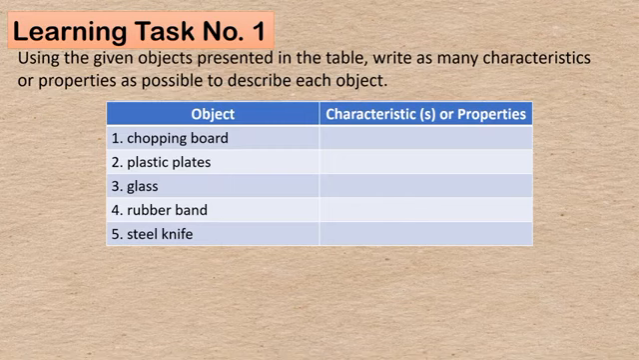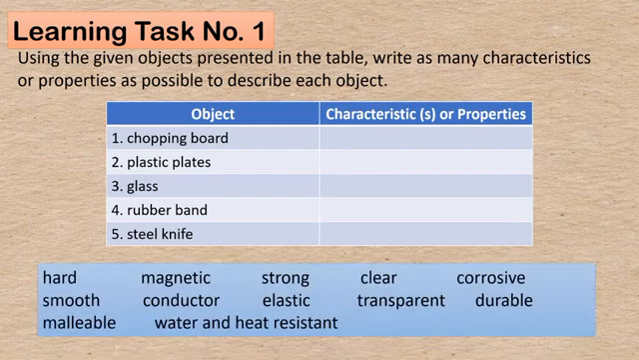Learning task number 1. Using the given objects presented in the table, write as many characteristics or properties as possible to describe each object. The first object, chopping board. Second, plastic plates. Third object, glass. Fourth, rubber bands. And fifth, steel knife. These are the choices: hard, smooth, malleable, magnetic, conductor, water and heat resistant, strong, elastic, clear, transparent, corrosive, and durable.